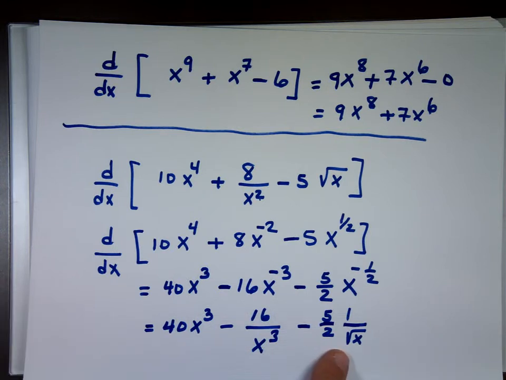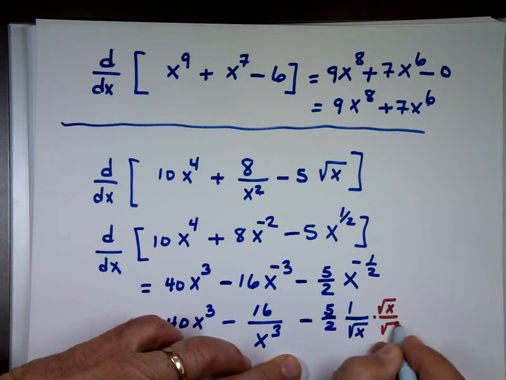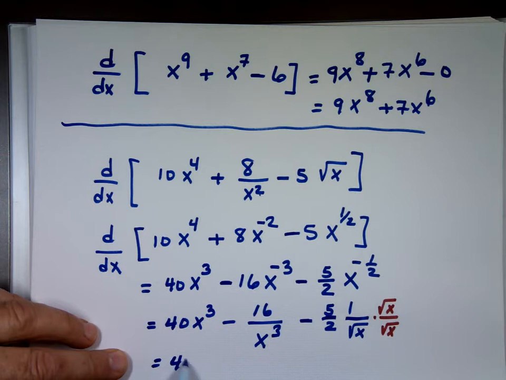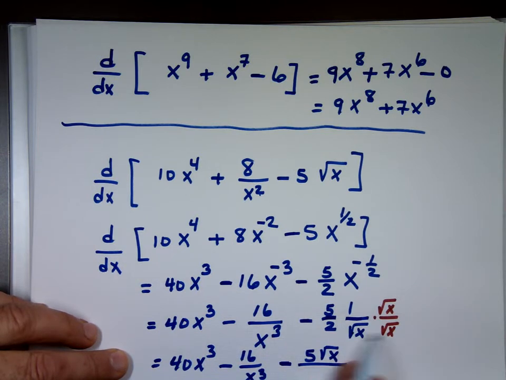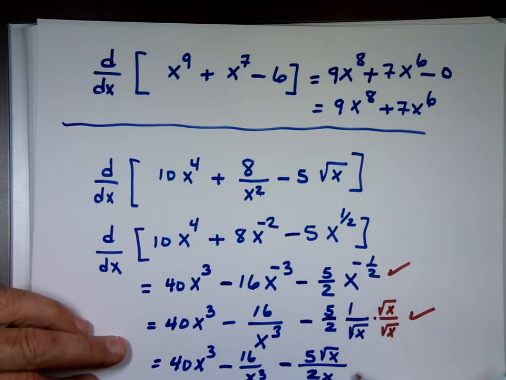So if they don't like to see a square root in the bottom, what you might see them do, and again, I'm just guessing here, I have no idea what our software wants. If they said rationalize your answer, you multiply the top and the bottom by the square root of x to get rid of the square root in the bottom. So your answer will be 40x to the 3rd minus 16 over x to the 3rd here. And this will be what? 5 times the square root of x over what? What's the square root of x times the square root of x? x. Times the 2, 2x. So you could see it looking like this, like this, like that. I have no idea which way they want it.